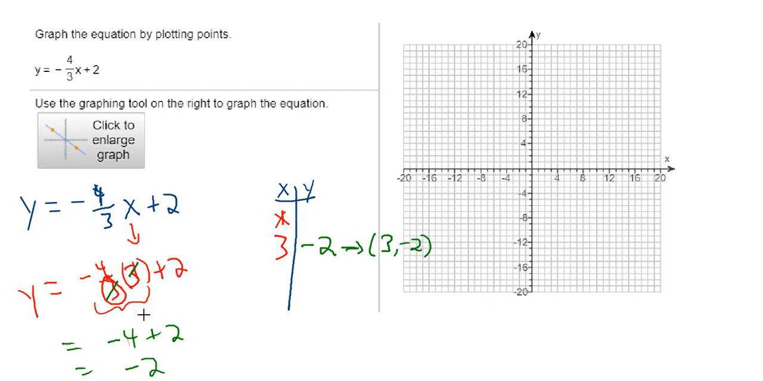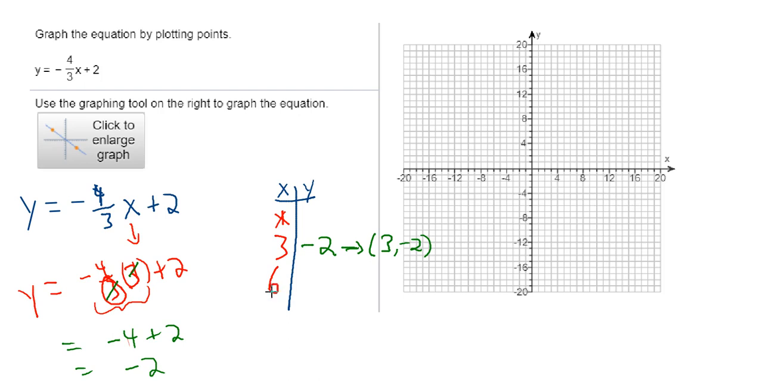So pause the video and think of some other good choices for x that will work out nice with this fraction here, that will make that 3 go away in the denominator. All right, so hopefully you paused the video and thought about my question. What are some other good choices for x?